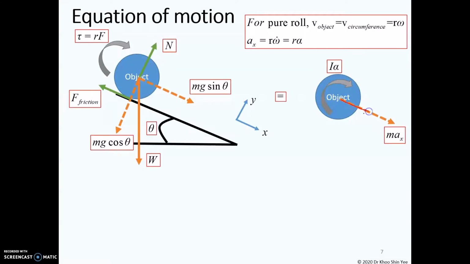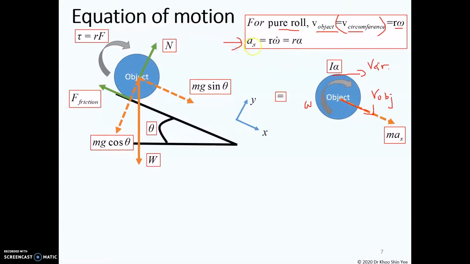Since the object will move in this direction, this is the direction of the velocity of the object. For pure rolling motion, the velocity of the object will always be equal to the velocity of the circumference due to the rotation omega. So if you take the radius multiplied by omega, you obtain the velocity of the circumference here.